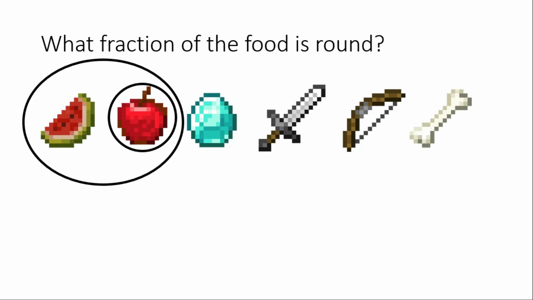So let's make our fraction. The subset is just the food. So in this case, that's only 2. And then one of the things we've circled is round, so 1/2. Don't call it 1 tooth. Nobody calls it 1 tooth. 1/2.